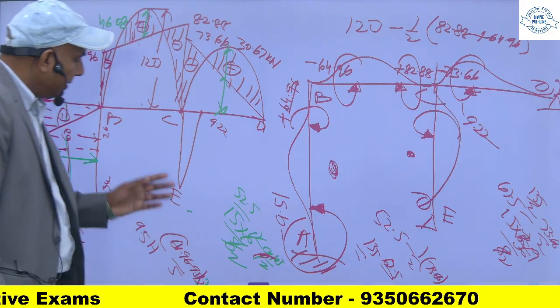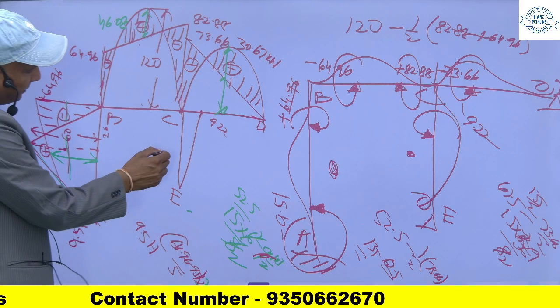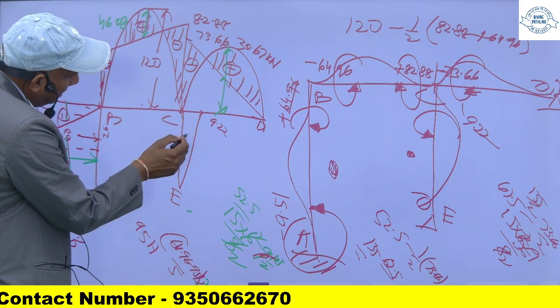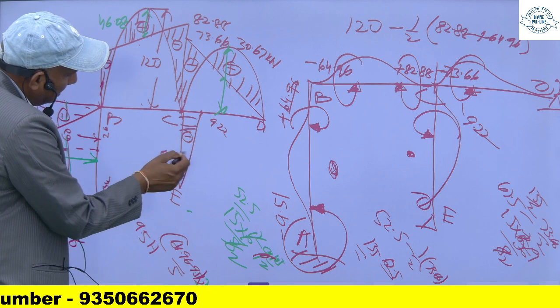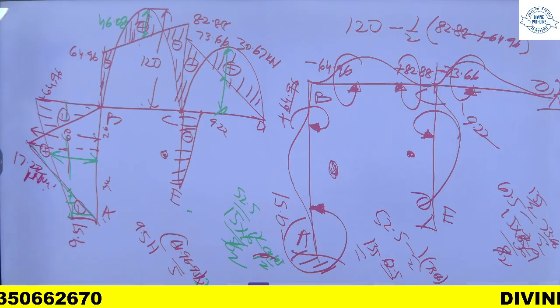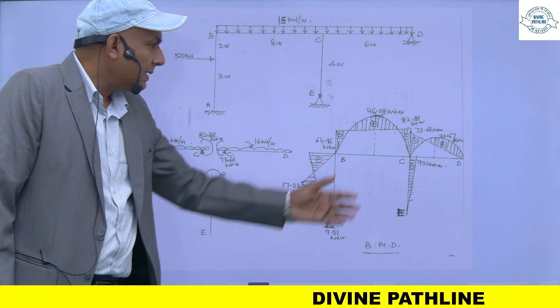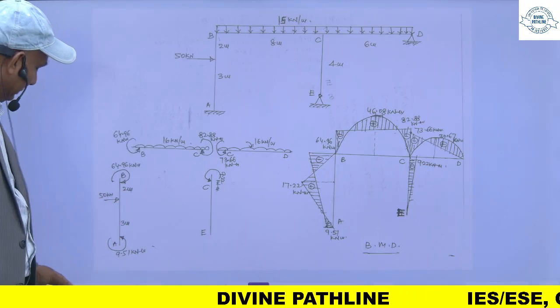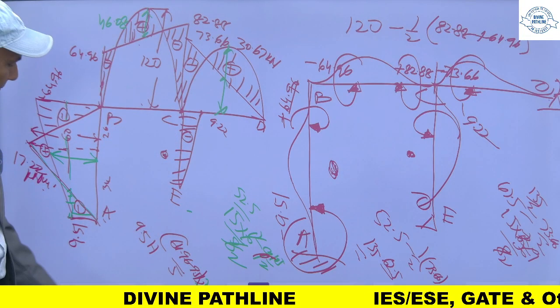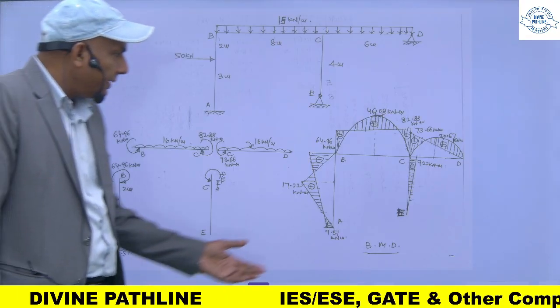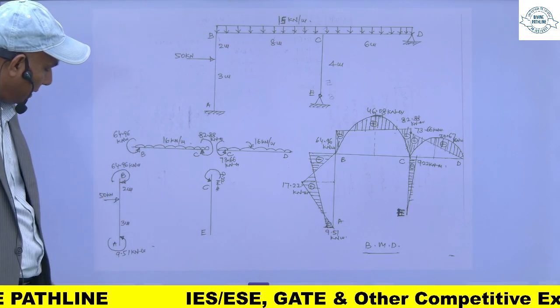And if you watch from this, it will be hogging. So this is minus. So this is now my final bending moment, and it will look like this one. So this exactly is same. So this is the bending moment, final bending moment.